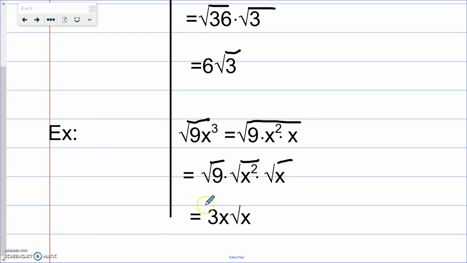We know the square root of 9 is 3. The square root of x squared is asking what times itself is x squared. Well, that's just an x. And we keep the square root of x. This one is going to take some practice getting comfortable with, where we can pull out these x squares, and whenever we can take out a square and take the square root, it's just whatever's underneath.